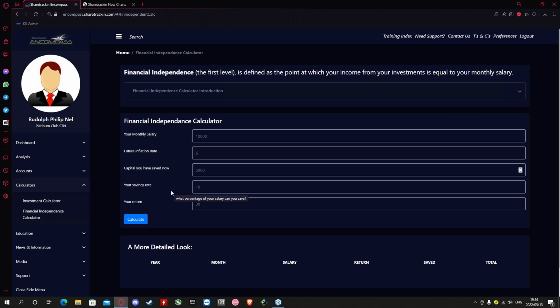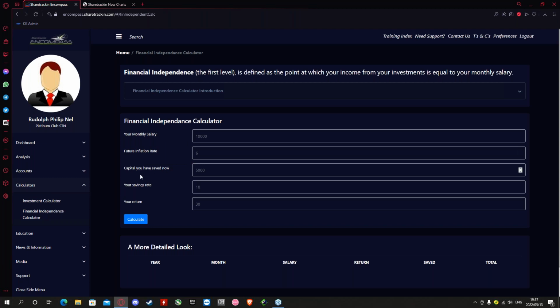Now, this financial independence calculator is basically there to tell you when you, as an individual, would start to become financially independent by only using your salary, putting a certain percentage of your salary aside every month, and also having a bit of money saved up, and then also investing at the same time. In this case, our monthly salary is 10,000 with a future inflation rate of 6%. So it means that we have a 6% increase annually.